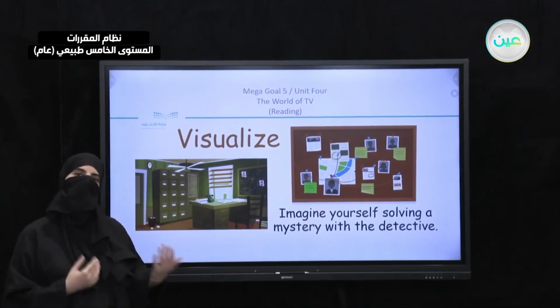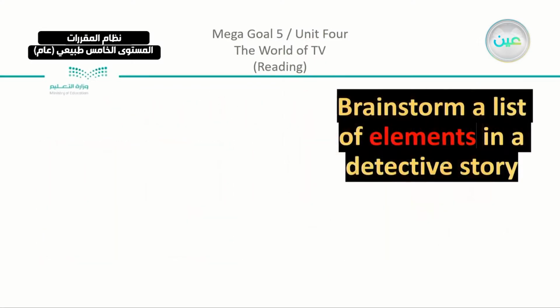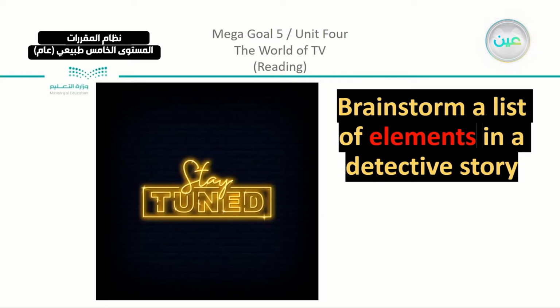So we are going to pass by and see in the reading, what do we have here? Okay, so we have here, I want you just to brainstorm a list of elements. The basic thing that we are going to do is to brainstorm, and then you will take notes to write the list, or to just write a list of elements in a detective story. So stay tuned and we will see what we have.